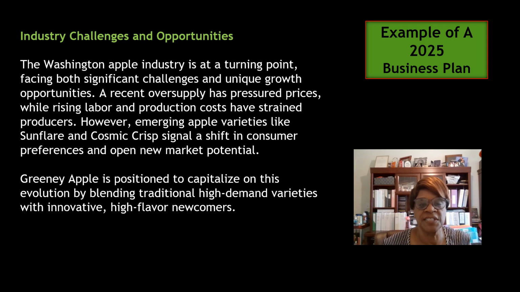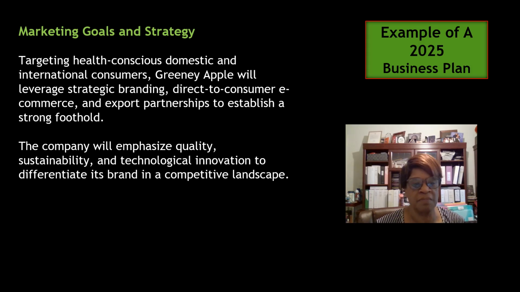Industry challenges and opportunities. This talks about what's going on in the industry, what problems may exist, and how you plan on solving them. All right, marketing goals and strategy. This talks about targeting health-conscious international consumers, strategic branding, and emphasizing quality and sustainability in your technological innovations.